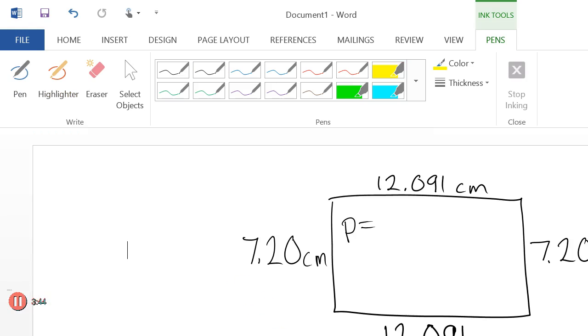Back to a similar example, let's say we have the same rectangle, but this time I want to know the perimeter. So I'm going to add up all the sides. You can stop and add these up if you want. 7.2 plus 7.20 plus 12.091 plus 12.091. And this gives us a perimeter of 38.582 centimeters.